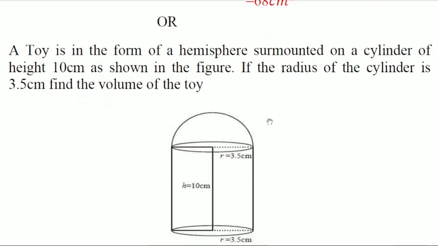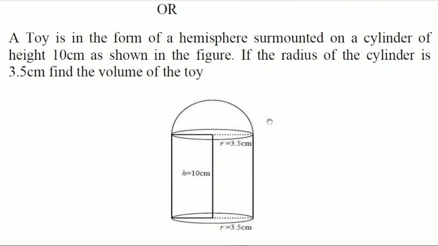In that you have to select any one. A toy is in the form of a hemisphere surmounted on a cylinder of height 10 cm as shown in the figure. If the radius of the cylinder is 3.5 cm, find the volume of the toy.